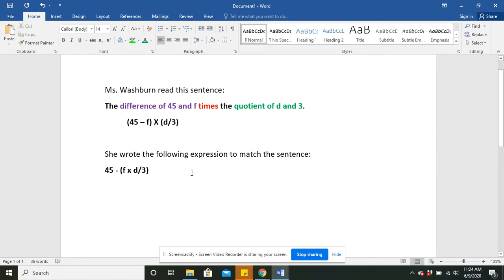So if I go and I look at the expression that Miss Washburn wrote, 45 minus, and then parentheses, F times D divided by 3, that would be incorrect. What's really tricky is that for a lot of these sentences, you might interpret it in different ways or feel unsure of how to interpret it.